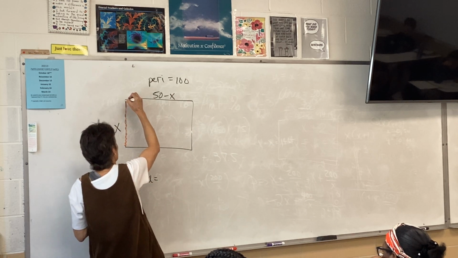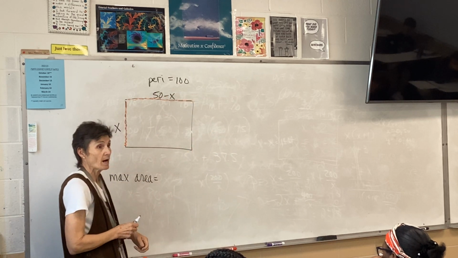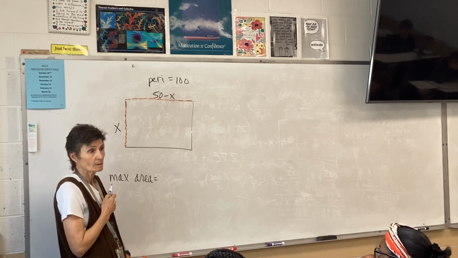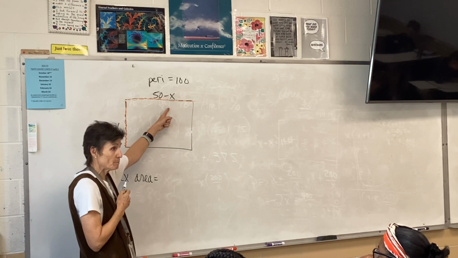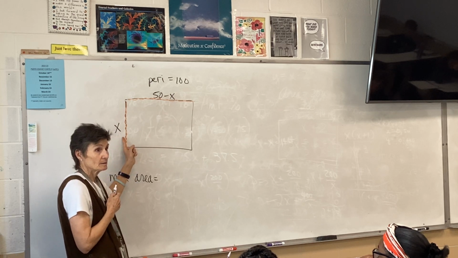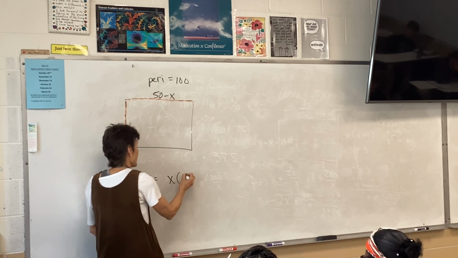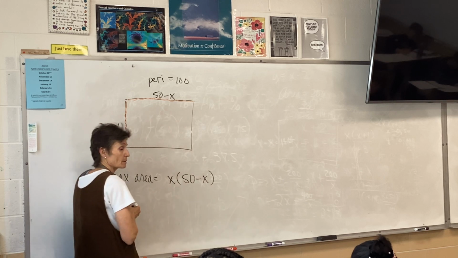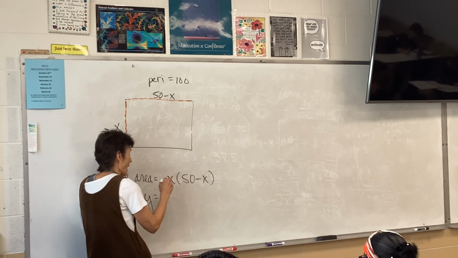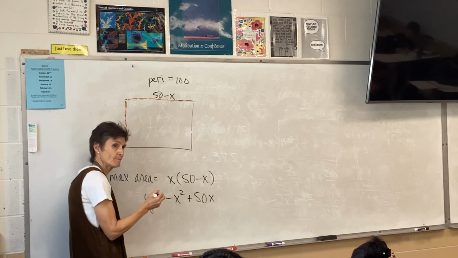I want you guys to think about this for a second. If the whole perimeter is 100, then doesn't the orange piece have to be 50? So if this is X, that one would be 50 minus X, because these two have to add up to 50. Okay, so how do we find area of a rectangle? Length times width. So area equals, if I turn it around, negative x squared plus 50x. Does that make sense to you?